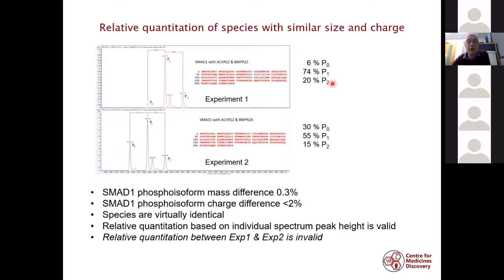And you can do the same thing in experiment 2. You can quantify these peaks relative to each other. However, what you cannot do is say that this peak is greater than this peak. You cannot do relative quantitation between these two experiments. Basically, these species have to be within the same spectrum for you to do this relative quantitation, and comparison between this experiment and this experiment is invalid.